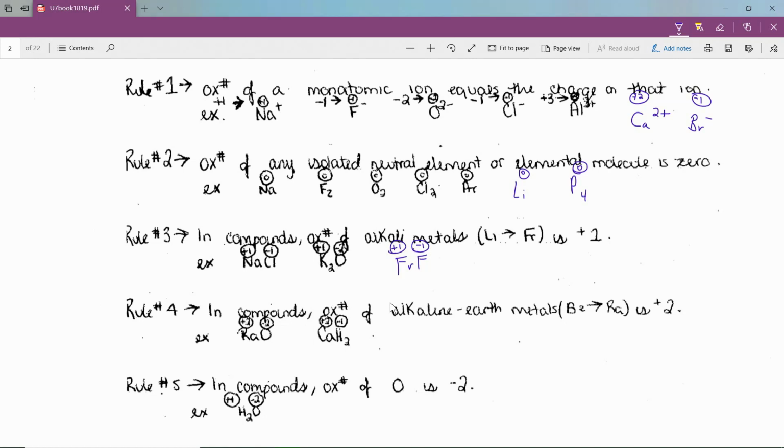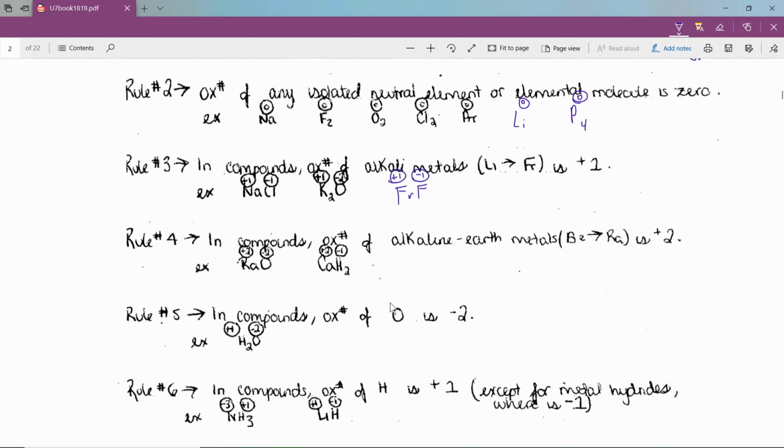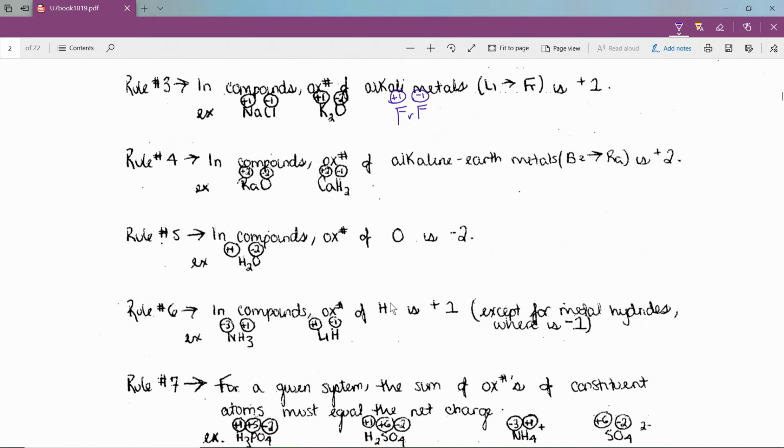Okay. Rule number 4. In compounds, the oxidation number of alkaline earth metals, group 2 metals, or 2A, is +2. So radium oxide, radium is +2, oxygen -2. Calcium hydride, calcium is +2. Let me write that again. Calcium hydride. Calcium is +2. Oops. There we go. Each hydrogen is -1.